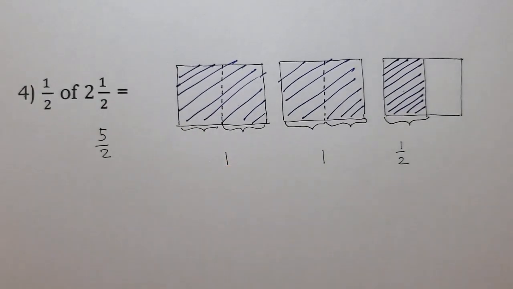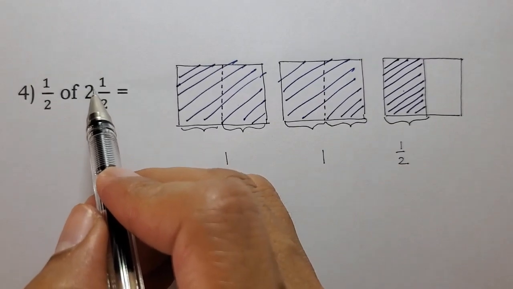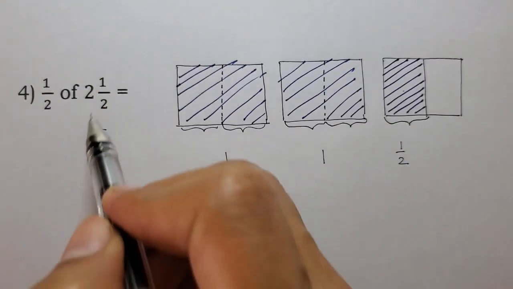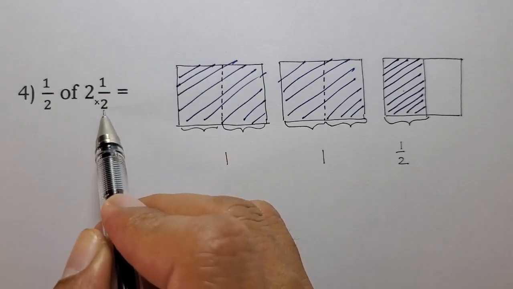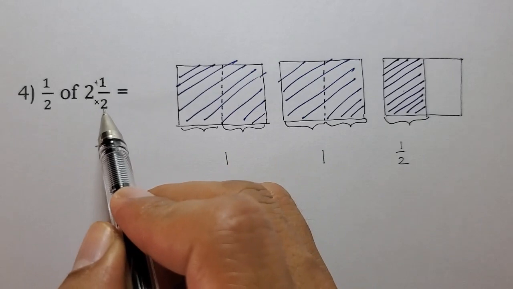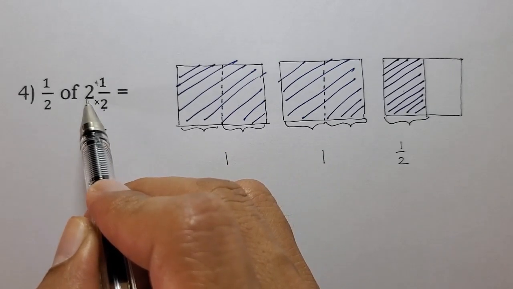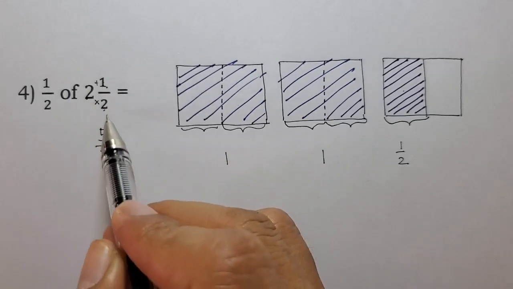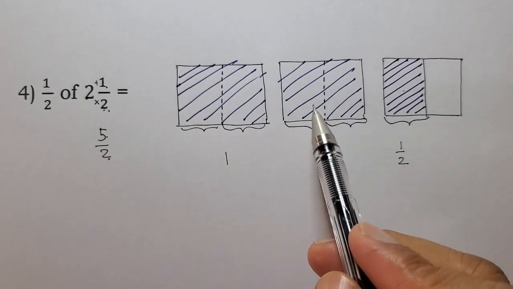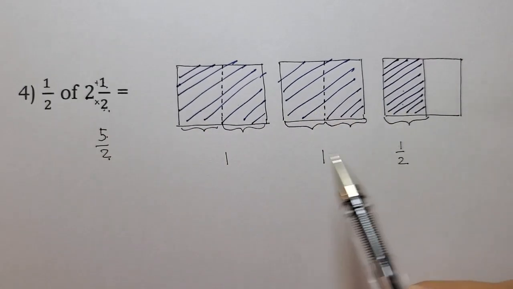5/2. Remember, if we are to change our mixed form into improper, we have to multiply the denominator by the whole number. Then you add the numerator. So 2 times 2 is equal to 4 plus 1 that is equal to 5. And copy the denominator to 5/2. Exactly. 1, 2, 3, 4, 5 out of 2.